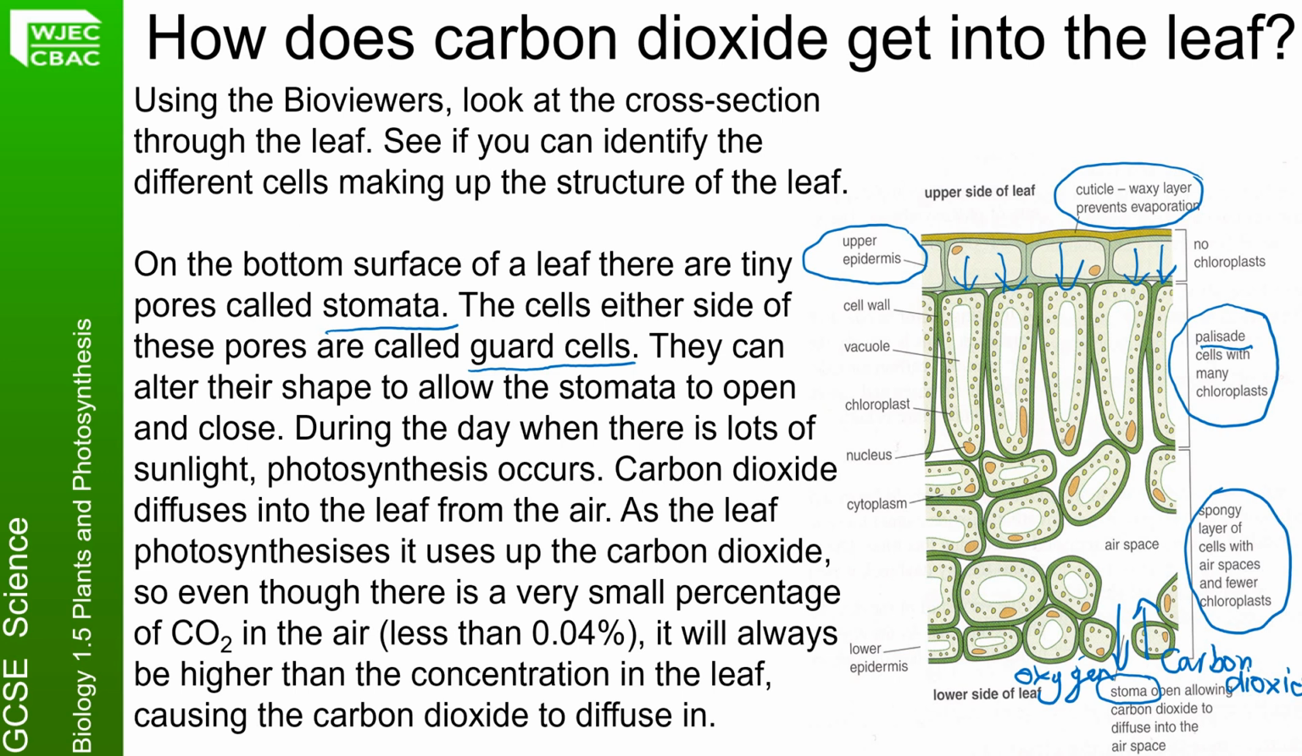so they can change their shape. We know that carbon dioxide is required for photosynthesis, so it diffuses into the leaf from the air because there's more carbon dioxide outside the leaf than there is inside during the day. So even though this is a very small percentage, 0.04% CO2 in the air, it will always be higher in the air than inside the leaf. So it causes the carbon dioxide to diffuse in from high to low.